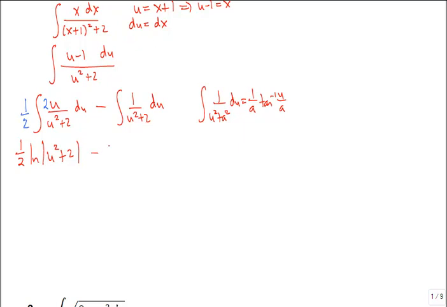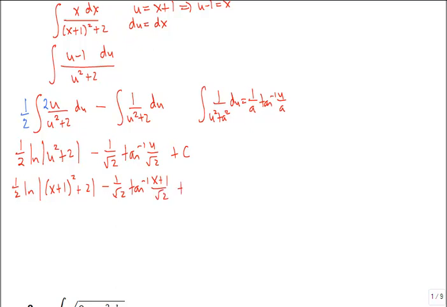So this is going to be minus 1 over the square root of 2 inverse tangent of u over the square root of 2 plus our c. Now we're not quite done. We just need to finish it off by plugging back in terms of x. So remember that u was equal to x plus 1. So if I substitute that back in, this becomes x plus 1 quantity squared plus 2 minus 1 over square root of 2 inverse tangent of x plus 1 over root 2 plus c.